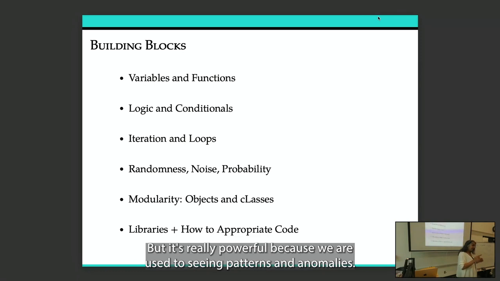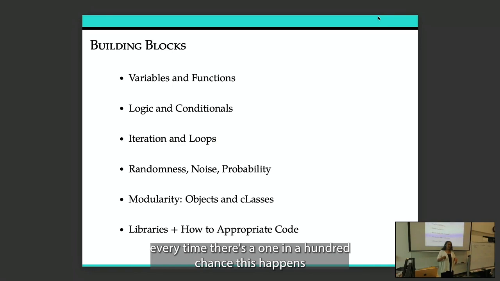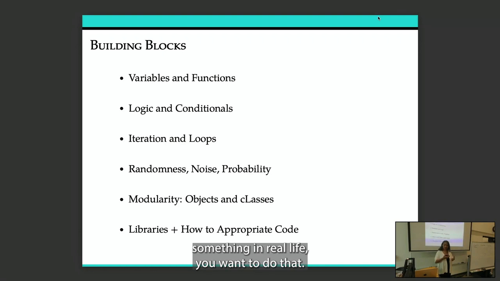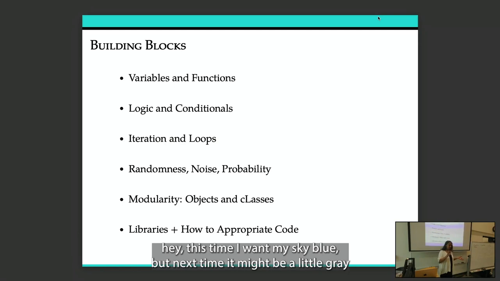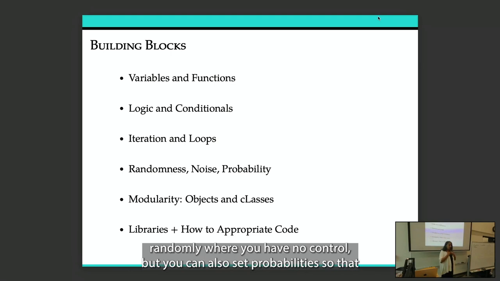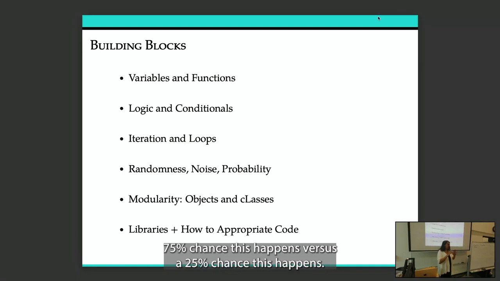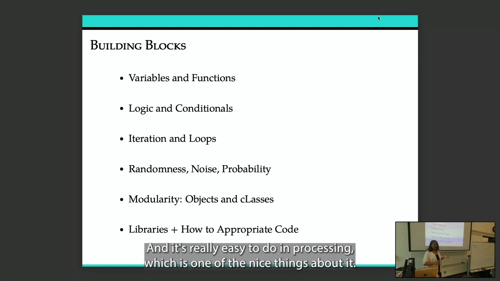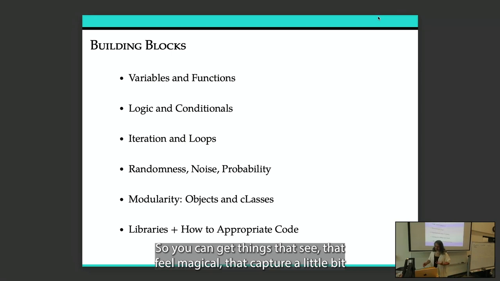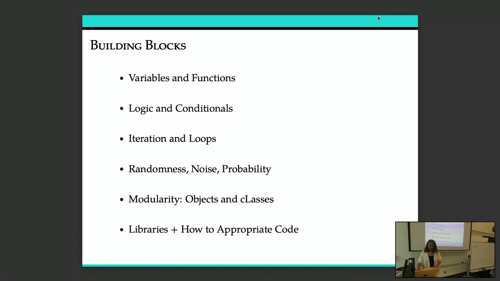So you can add probability and say, every time there's a 1 in 100 chance this happens, or a 5 in 100 chance a butterfly floats across. If you're an artist, or if you're trying to model something in real life, you want to do that. So adding randomness, sometimes it could be totally random, like, this time I want my sky blue, but next time it might be a little gray, and next time a little transparent. You can do it randomly where you have no control, but you can also set probabilities so that there's a 75% chance this happens versus a 25% chance this happens. And it's really easy to do in Processing, which is one of the nice things about it. So you can get things that feel magical, that capture a little bit of a magical aspect of visual technology.